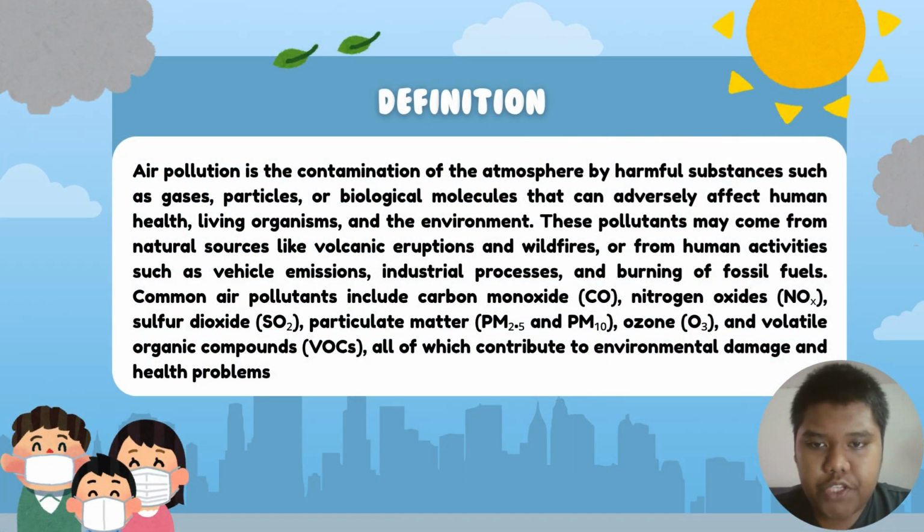The definition of air pollution is the contamination of the atmosphere by harmful substances such as gases, particles, or biological molecules that can adversely affect human health, living organisms, and the environment. These pollutants may come from natural sources like volcanic eruptions and wildfires, or from human activities such as vehicle emissions, industrial processes, and burning of fossil fuels.